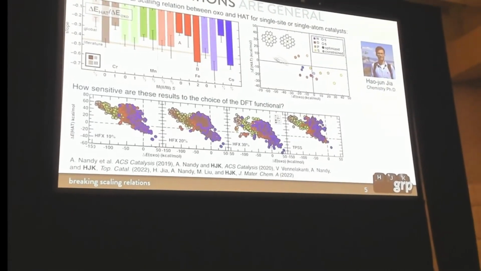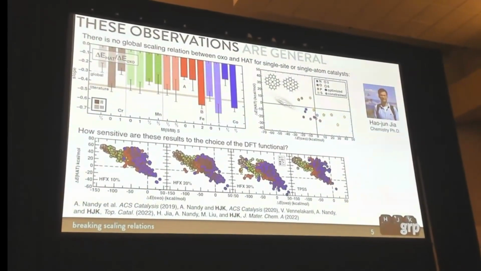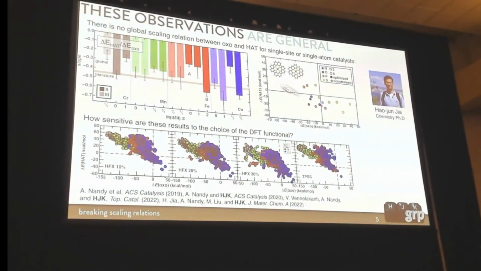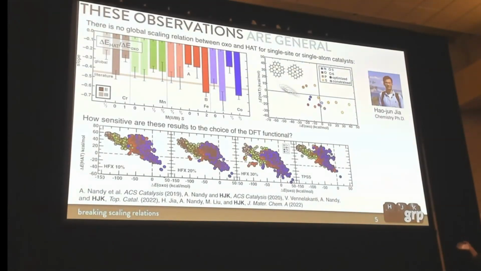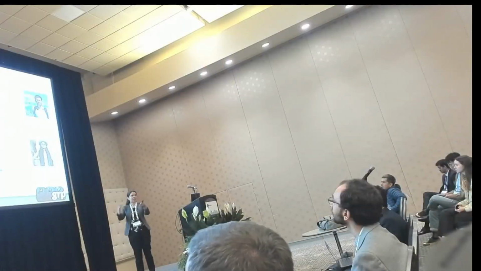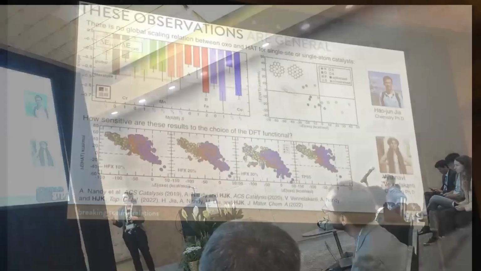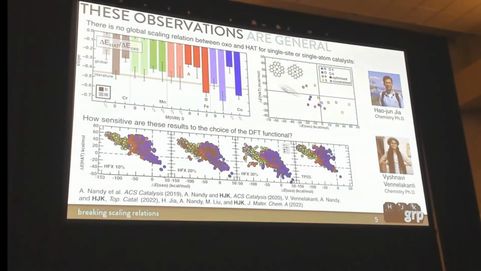And you might be wondering, though, I'm not going to be talking about the accuracy today. You might be wondering, though, are our conclusions just an artifact of the functional? And Vaishnavi in my group very nicely showed in this recent work that it's not, because the scaling relations actually don't move around. The fact that the scaling relations don't move around is consistent regardless of the functional.